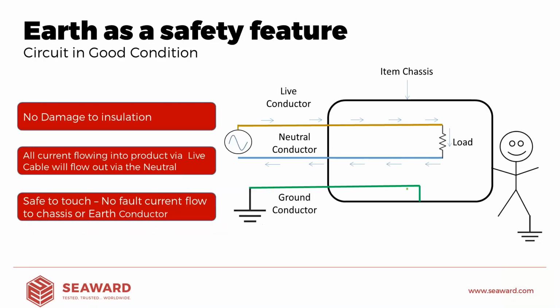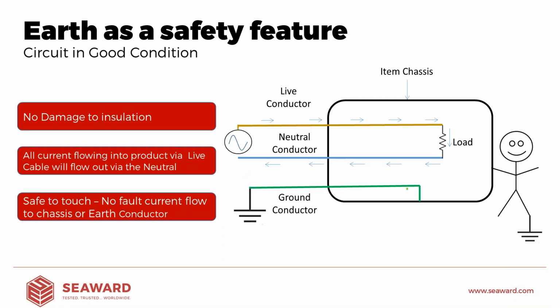So here we have a circuit that's in good condition, if you like. There's no damage to the insulation. So as you can see, the current flows nicely up through the product via the live or line conductor, goes across the load, whatever that may be in terms of the product, and away back down through the neutral. So we have basically a balanced supply. All the current flowing in the live is basically flowing down through the neutral. There's no issues. The operator can come along and touch the product, and there's no kind of shock hazard to them.